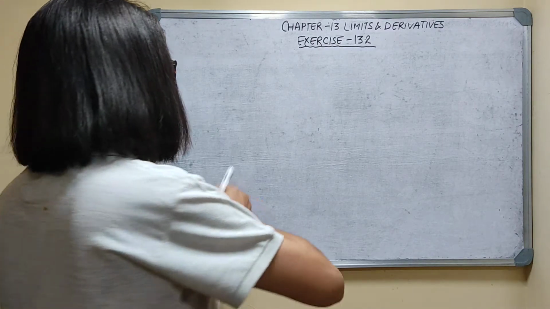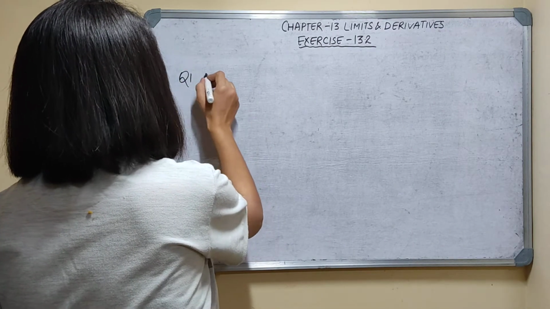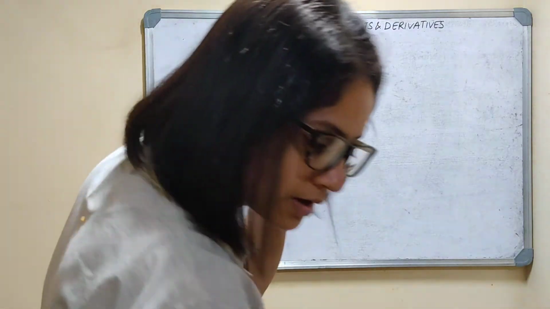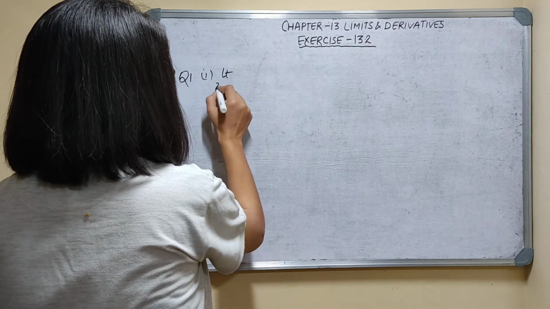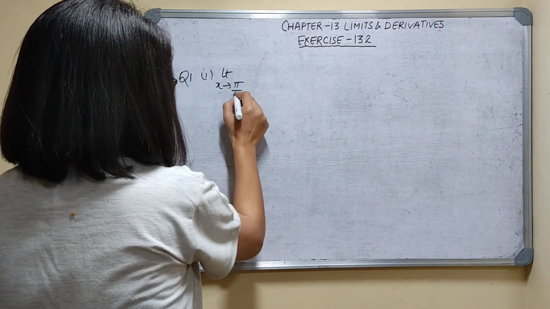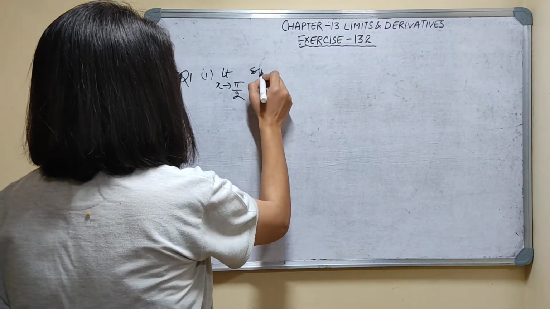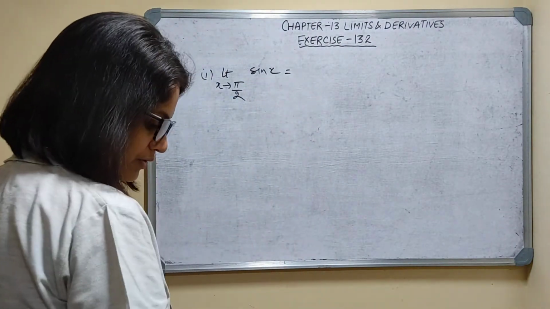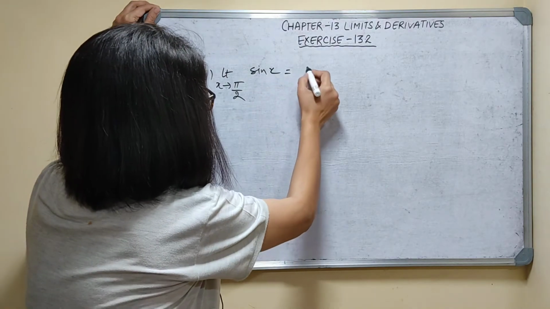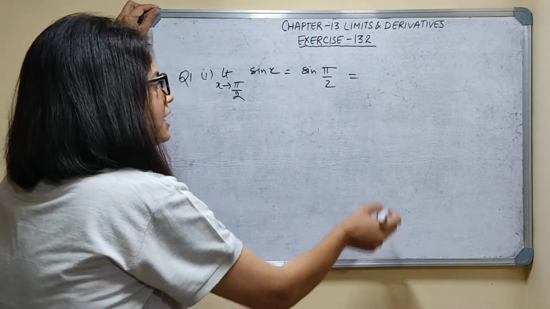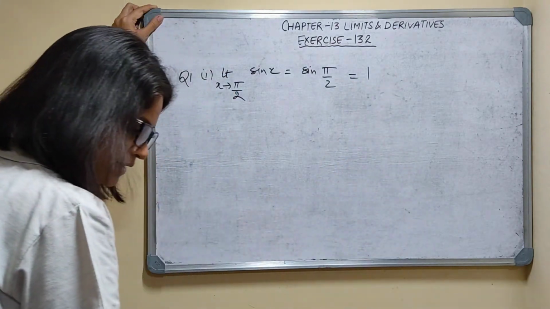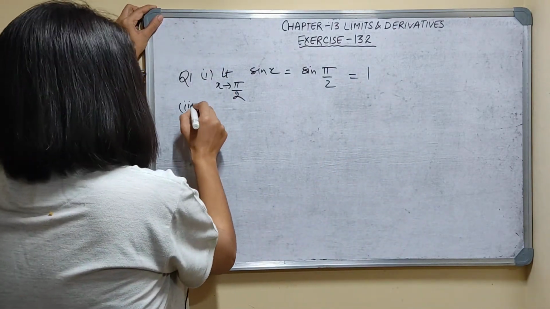Exercise 13.2, question number 1. First part. Evaluate the following: limit x tends to pi by 2 of sin x. So how will I do? Directly I can put the value, sin pi by 2. That is sin 90, that is what? 1 is the answer.